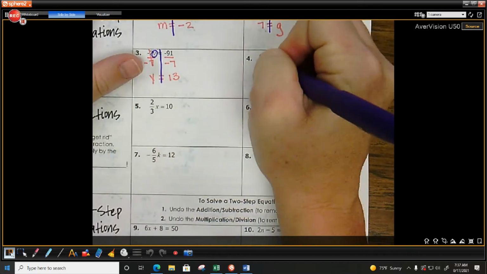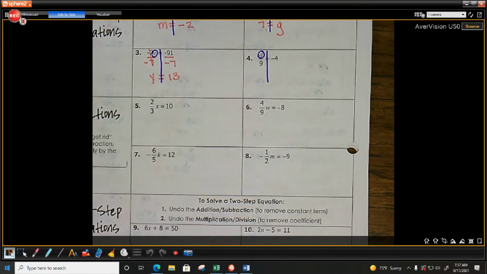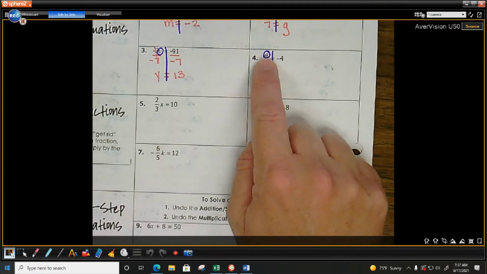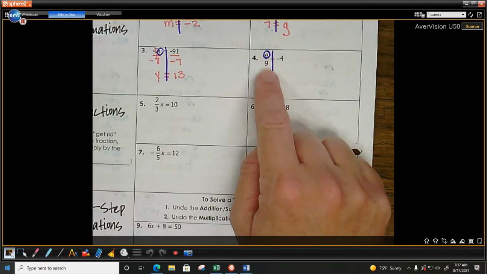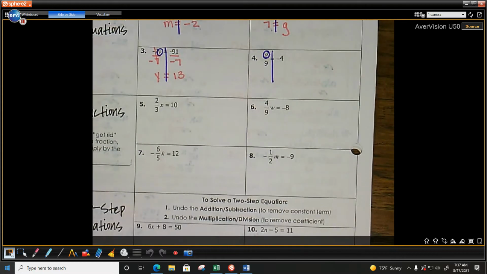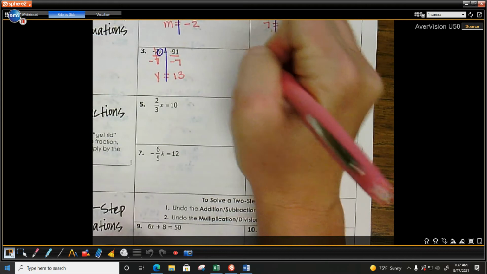Draw your line through the equals and circle your variable. I kind of said it in the last problem. What's that fraction bar represent? Division. So this says a divided by 9. What's the opposite of divide? Multiply. So I'm going to write times 9.